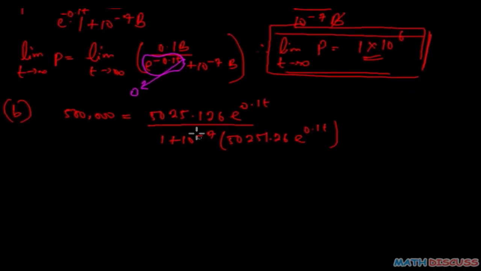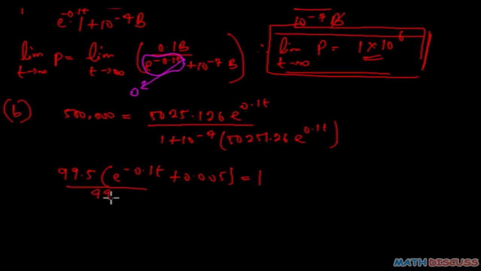By the time we simplify this further to find t, when we cross multiply, what we would have is 99.5 times e to the power negative 0.1t plus 0.005 equals 1. Note that all we are doing is just normal algebra. We're not doing anything spectacular. We're just trying to make t the subject of the equation. By the time you cross multiply and make t the subject, you should confirm that this is correct. Then we divide both sides by 99.5.